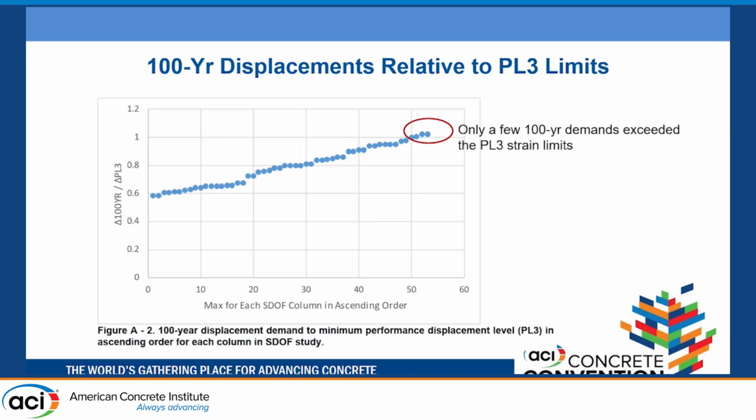I'm sorry, the 100-year. You see that there are only a few 100-year demands that exceeded the PL3 limits in the whole study. Now, we didn't see any of that in the 3 curves that I showed you here, but there's a curve in the report for each of the 54 combinations that we looked at. These were just sorted in ascending order.